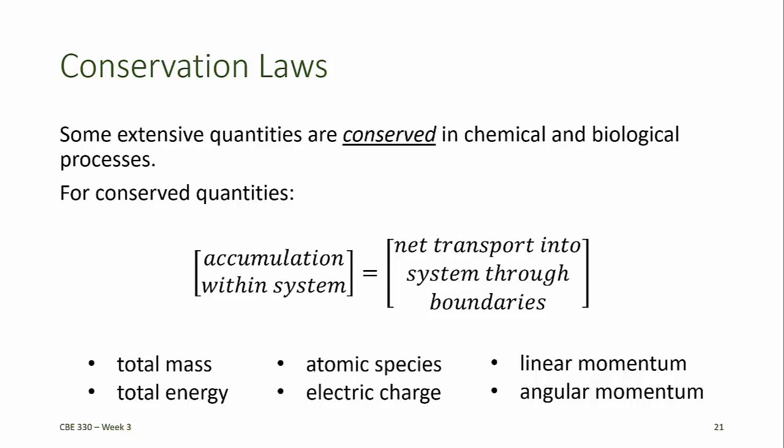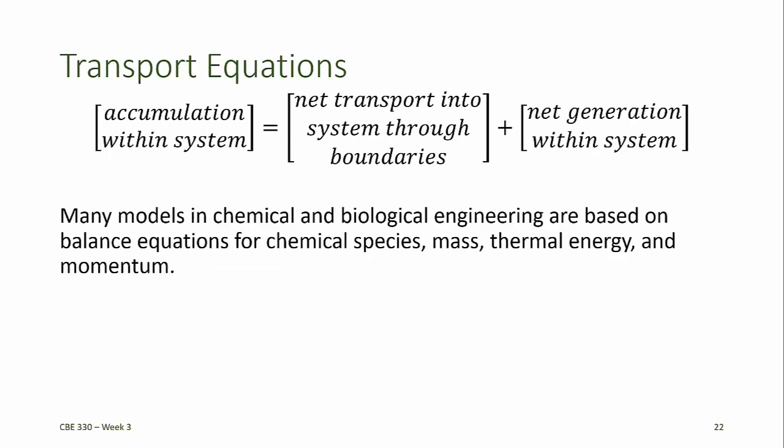But there are many other quantities of interest that we might want to write balance equations for. When we write balance equations for non-conserved quantities, we call them transport equations, and they can include net generation or consumption. Many models in chemical and biological engineering are based on balance equations for four main types of quantities: chemical species, mass, thermal energy, and momentum. So in the notes for Chapter 3, we'll develop balance equations for these quantities.